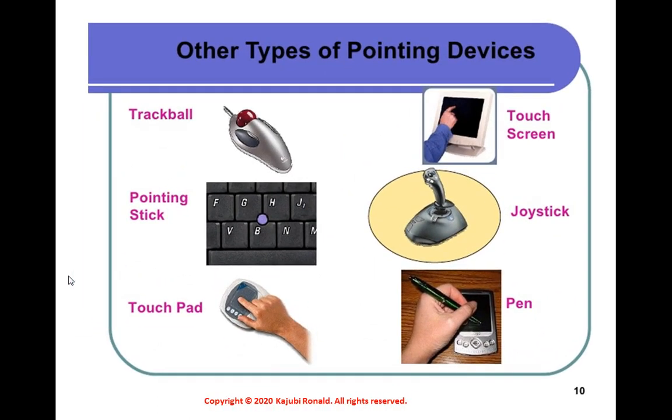There are other main pointing devices, as I'm trying to show you. There is this trackball. It uses this area to move the pointer from one place to another. Yes, this is the left button, the other is the right button. There is what is called the pointing stick. Yeah, the pointing stick. There is the touchpad. There is the pen.